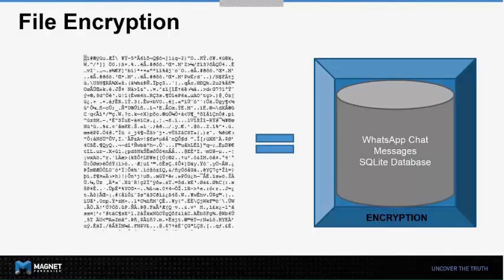So this is just an example of WhatsApp, how they do their file encryption. You can see in this diagram that the WhatsApp database is the gray part here, and it's got a layer of encryption. When you grab one of these files and look at it in the hex editor, you see this. You can't see any plain text messages within here.